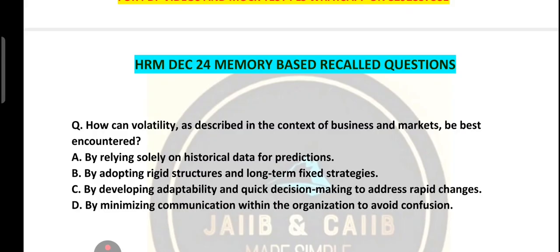Option D is saying minimizing communication within the organization to avoid confusion. See, this might sound like less communication, less mess, but actually it is the opposite. During volatile times, you need more communication, not less, so that everyone is on the same page and can act quickly. So this is also incorrect. The correct answer is option C.